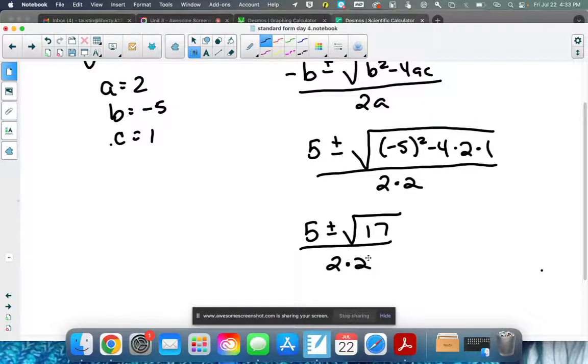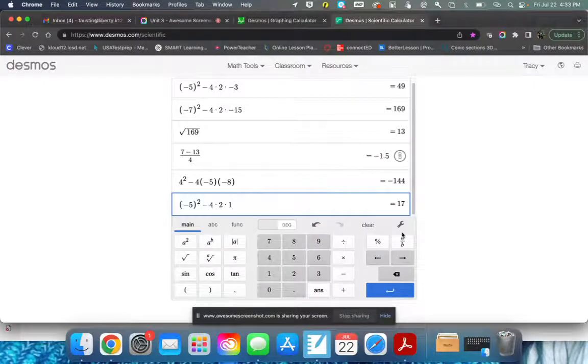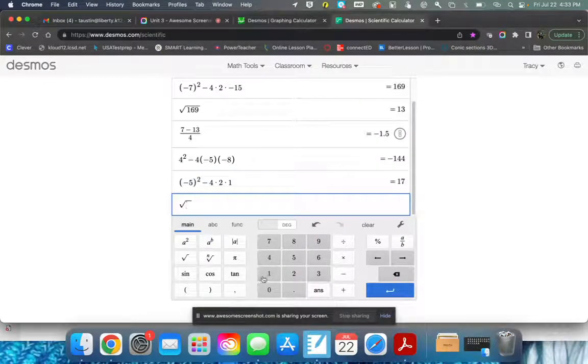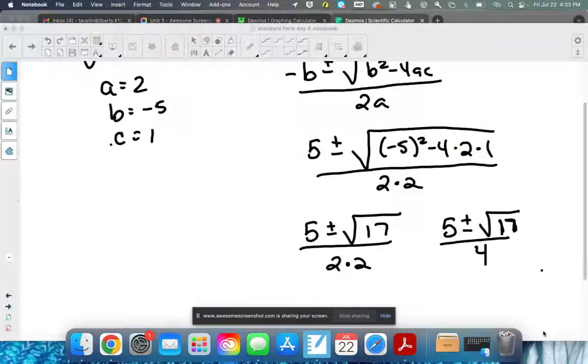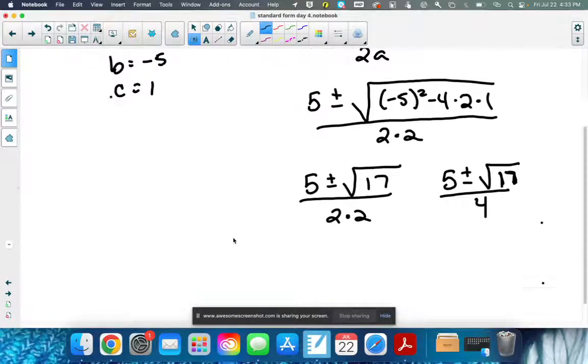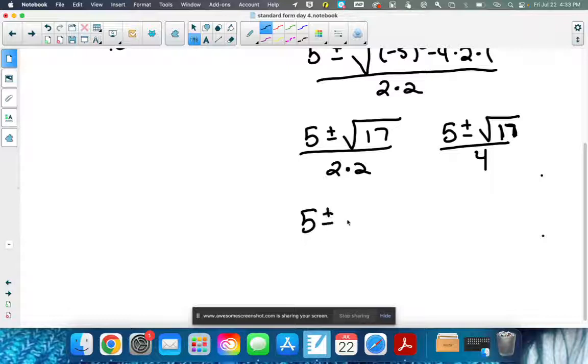All right, so we still need to take the square root. However, it is actually possible, I've seen it written on several things, where they leave the answer as this because they don't want a decimal answer. Now, here's the thing. You can leave it like this if this is the choice that they give you. If not, you're going to need to actually type it into the calculator. So let's take the square root of 17 and see what we get. All right, so we get 4.1. I'm going to round it to one decimal, 4.1. So what we have is 5 plus or minus 4.1 divided by 4.